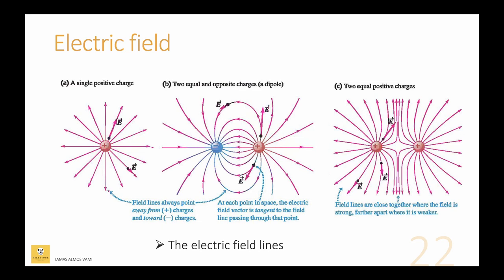So you have two charges which have the same sign. Let's, for example, say that you have two positive charges, then the field lines are close together where the field is strong and farther apart where it's weaker. So the density of the electric field lines is connected to the field value.